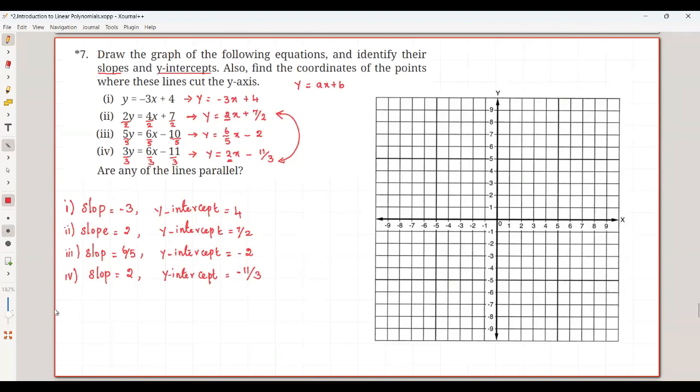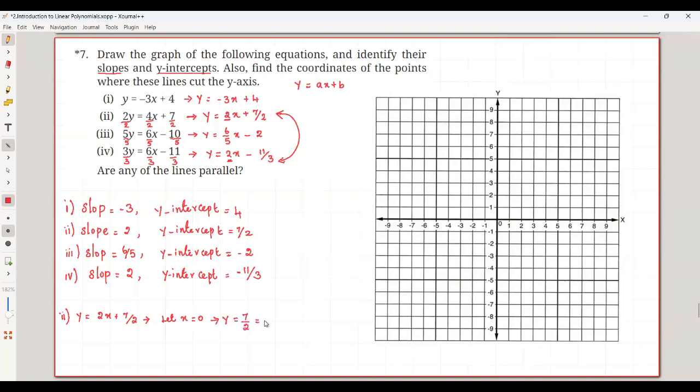So equation number 2, I am just drawing. Equation number 2 is given as y is equal to 2x plus 7 by 2. First case, I am going to choose let x is equal to 0. If x is equal to 0, you will be getting y is equal to 7 by 2, because 2 into 0 is 0.